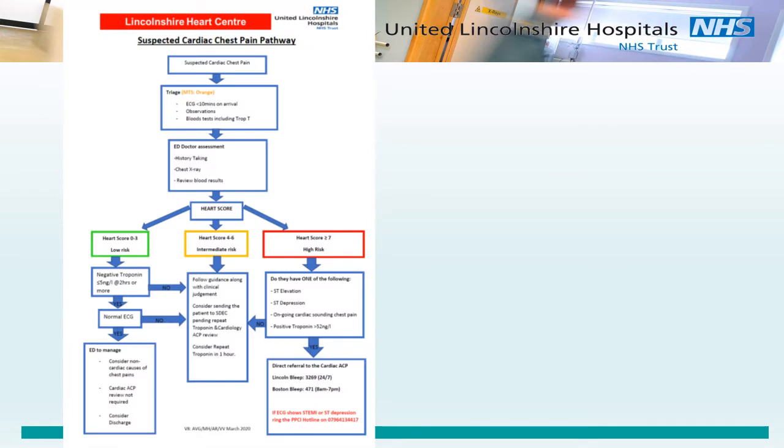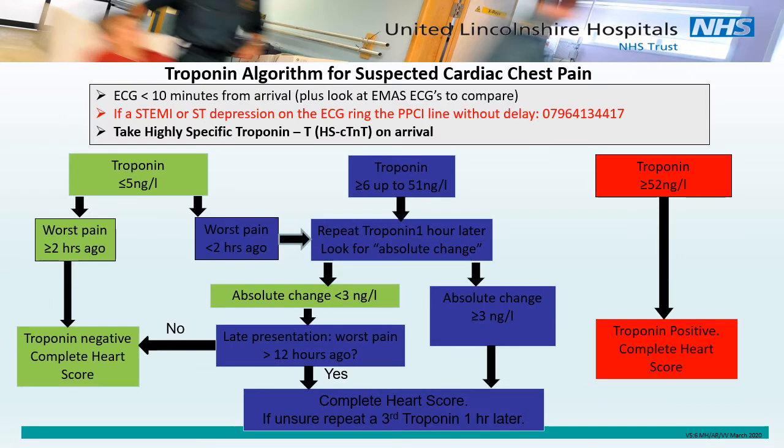So this is the pathway for cardiac sounding chest pain, if not STEMI. If the patient is presenting with cardiac sounding chest pain, this is the pathway for them. This is the algorithm for the troponin.